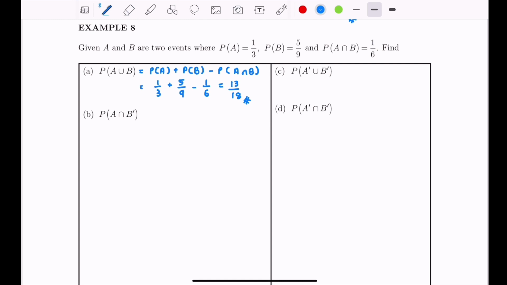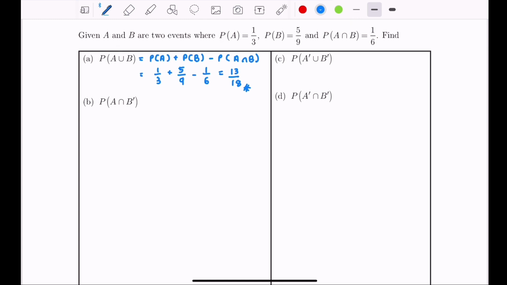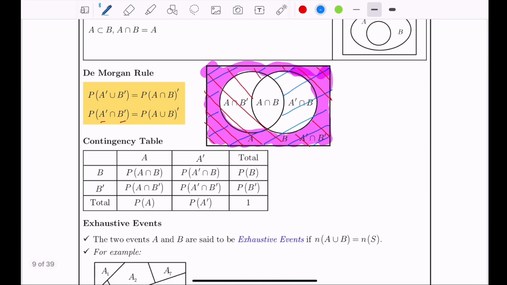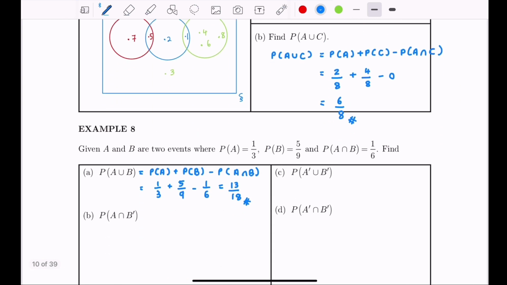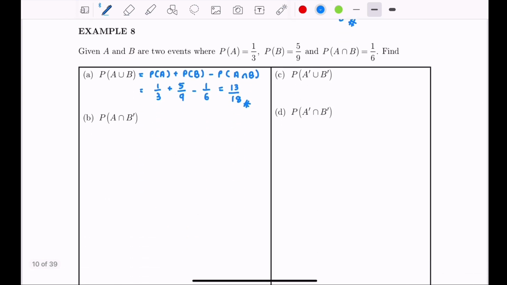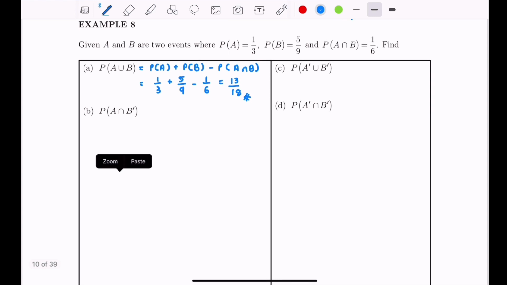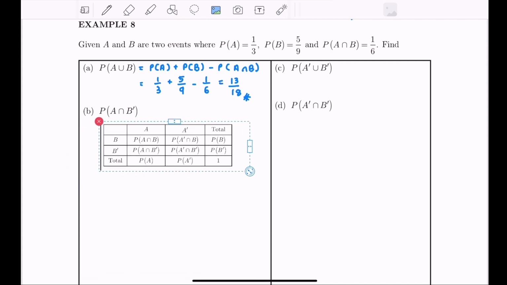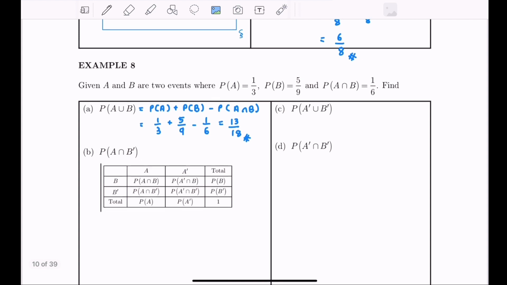Next, we have to find the probability of A intersect B prime. So what is the probability of A intersect B prime? You can either use a Venn diagram to find the probability of A intersect B prime, or you can just refer to the contingency table. According to the contingency table, the probability of A intersect B prime is here.